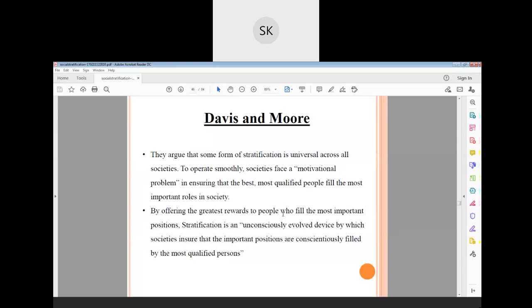It is an unconsciously evolved device by which society ensures that the most important positions are conscientiously filled by the most qualified, because unqualified people will not even be able to think about holding that position, right?